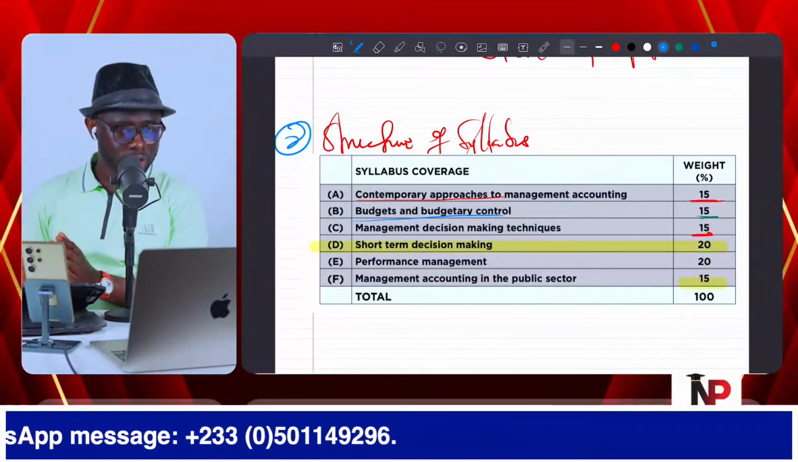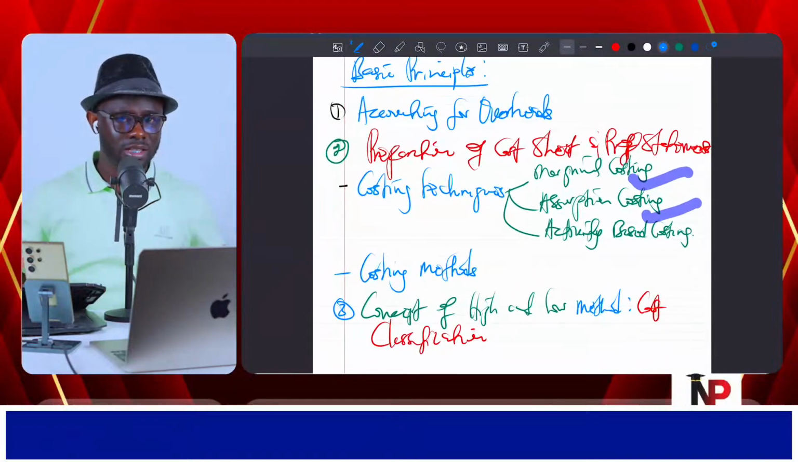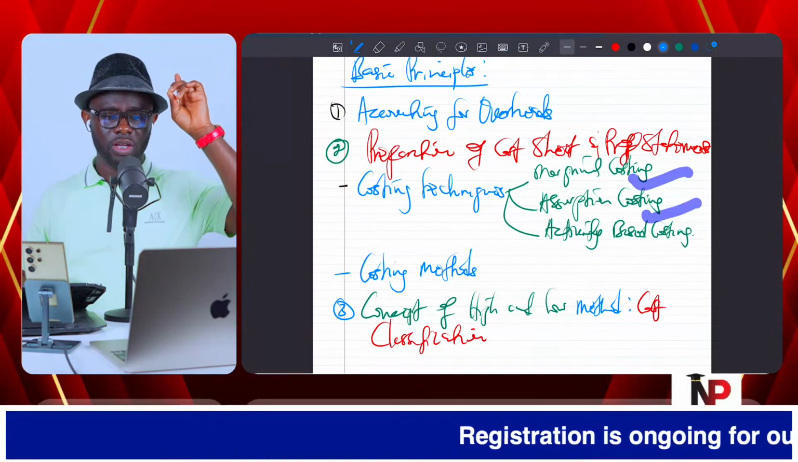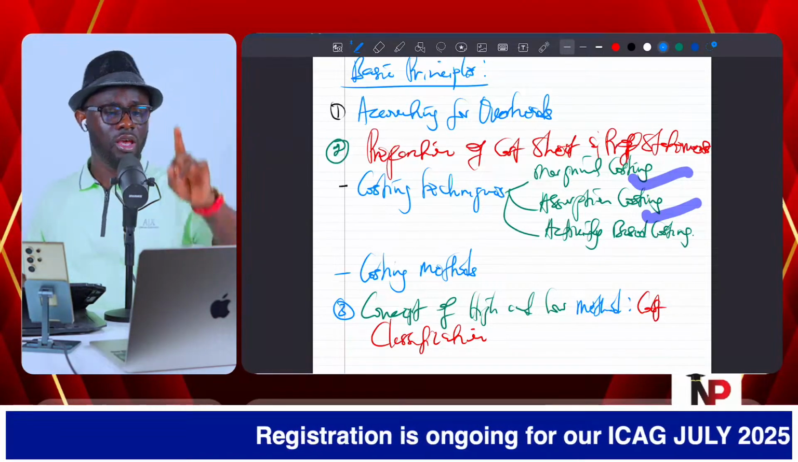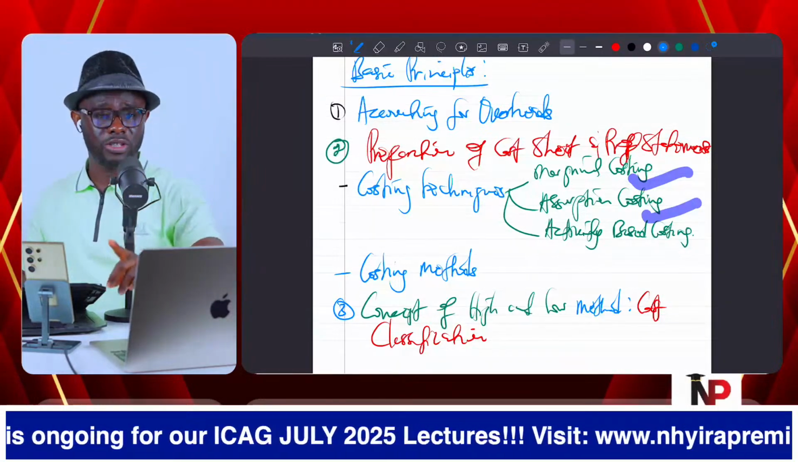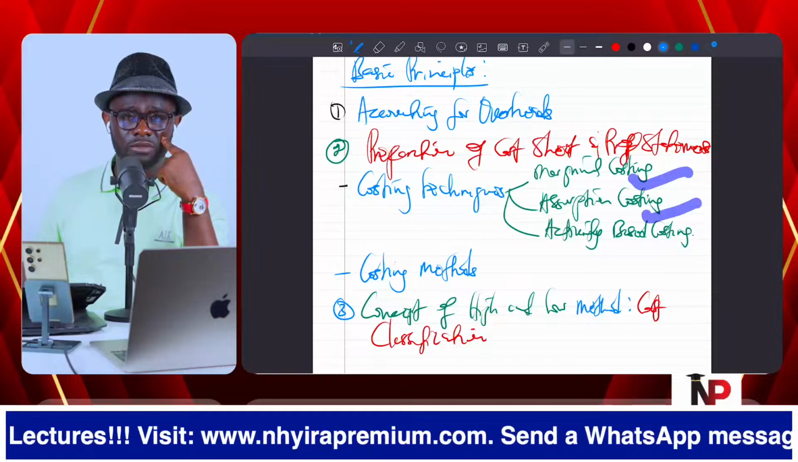Then the structure of the syllabus. Note, before you get excited in any management accounting thing, make sure you understand accounting for overheads. Make sure you know about cost classification. Make sure you know about preparation of the cost sheet and the cost card and the profit statement using absorption costing, marginal costing, and activity-based costing.